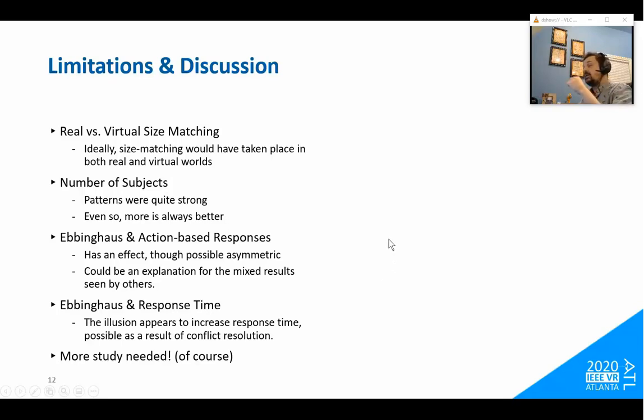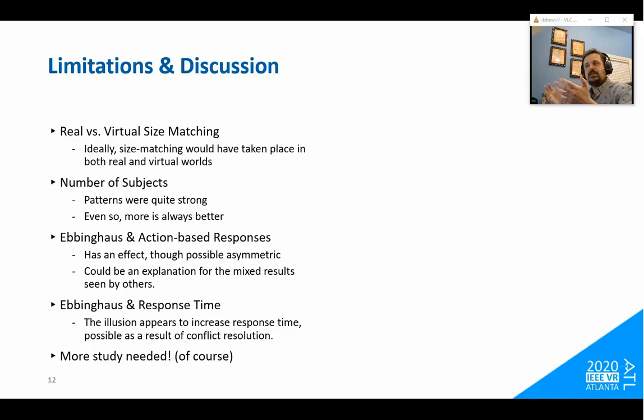So we're running out of time now, so I'm going to wrap this up. One of the limitations is that we didn't do the size matching task in the virtual world. We only did it in the real world. We felt it was necessary to do it in the real world to establish comparability with the prior work. However, a stronger case would have been made if we had done both the real and virtual size matching. Of course, it'd been better if we had more subjects, but we worked with what we had.